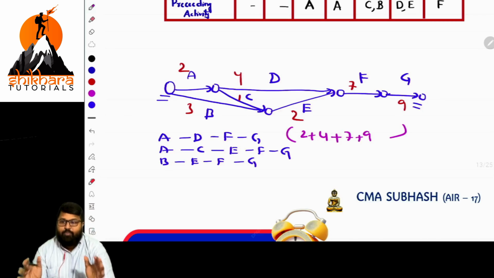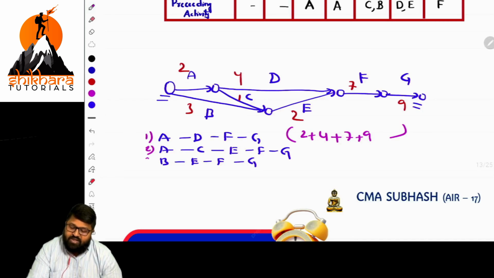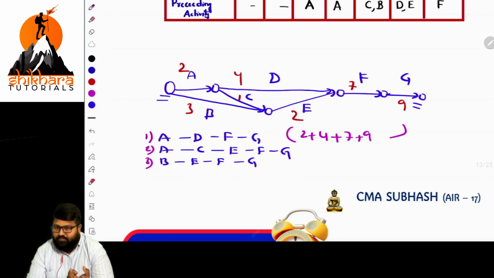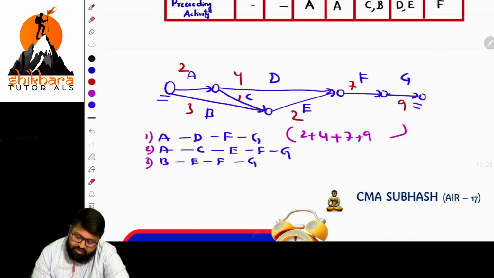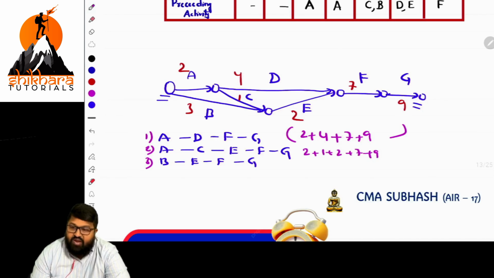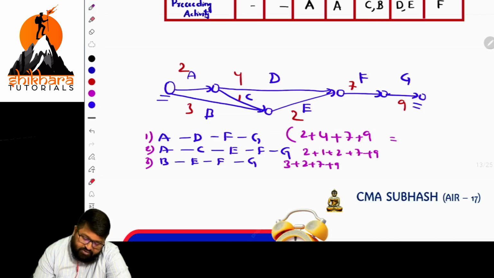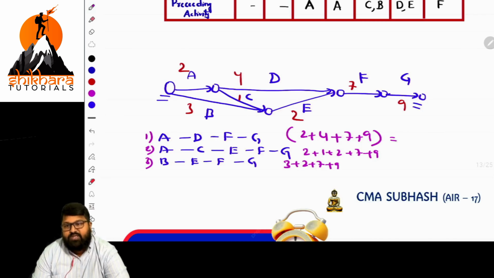Three alternative paths are identified now. Once the three alternative paths are identified, calculate the duration for each path. So for the second path, what is the duration now? 2 plus 1 plus 2 plus 7 plus 9. And for the third path, what is the duration now? 3 plus 2 plus 7 plus 9. What is the total for this duration now? How much? 13 plus 9, 22. Am I right? Okay.